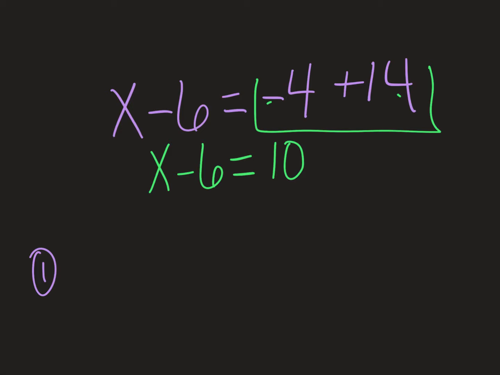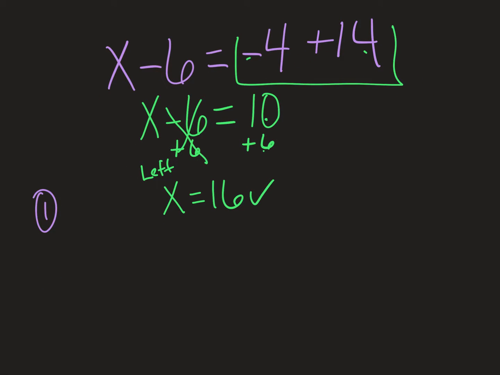Now, this is where we're going to use our inverse operation, okay, guys? So what is the opposite of subtraction? That would be addition, okay? So therefore, I'm going to add 6 to both sides. When I do that, negative 6 plus 6 is going to cancel out. That's the goal, is to isolate this variable over here on our left side, okay? 10 plus 6 is 16. That is your answer.